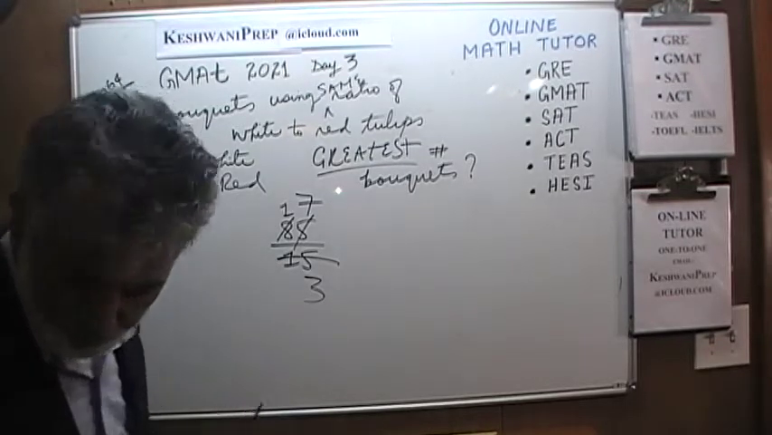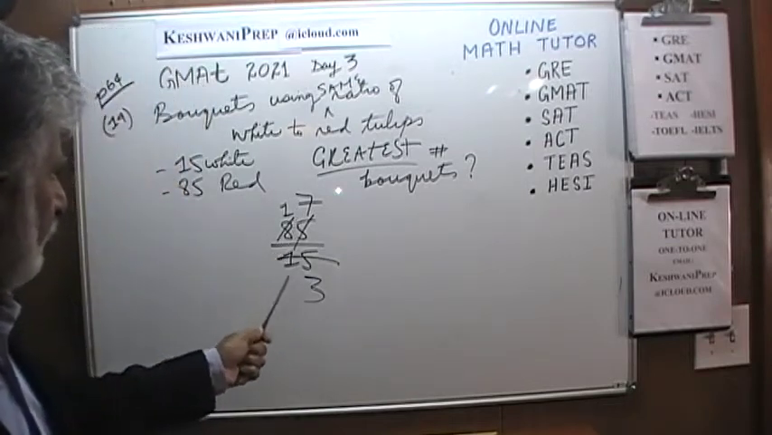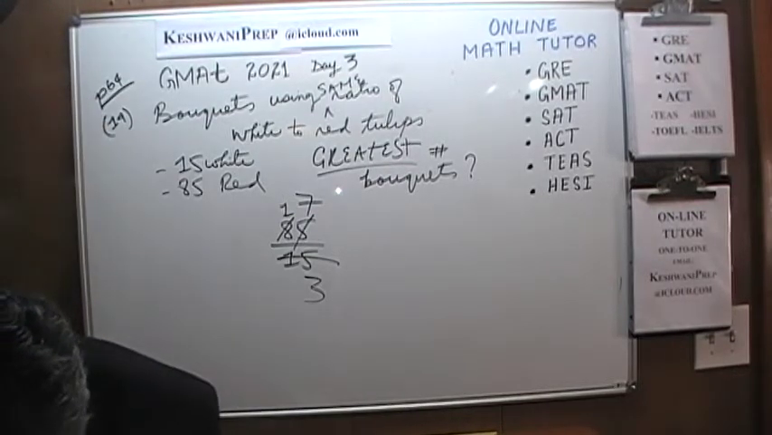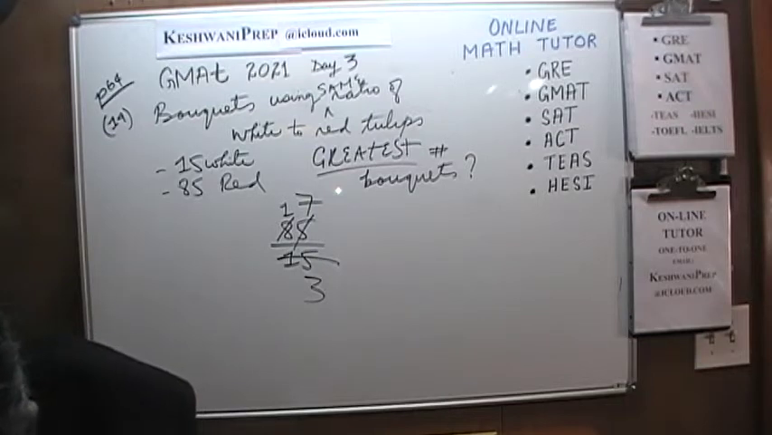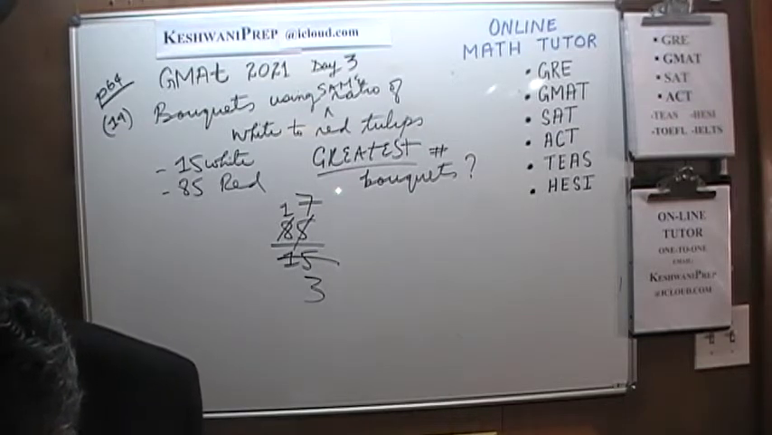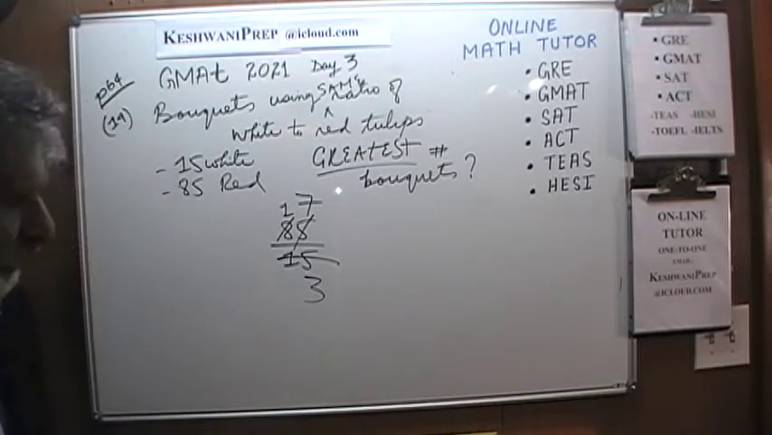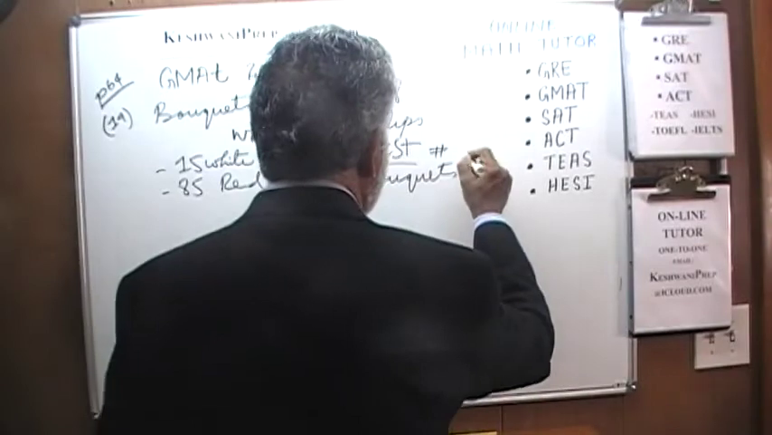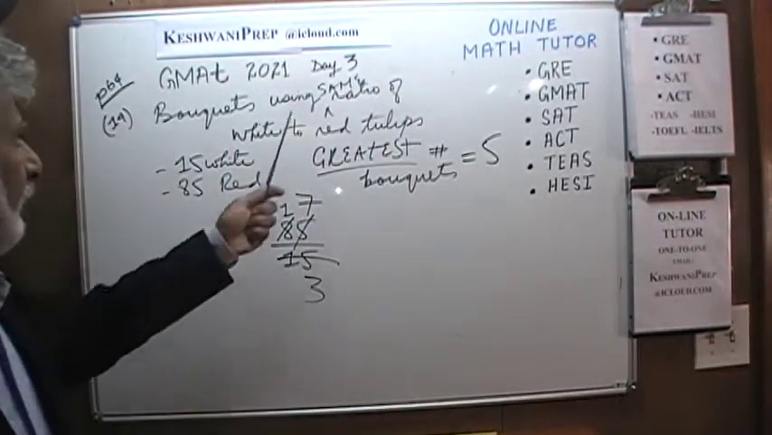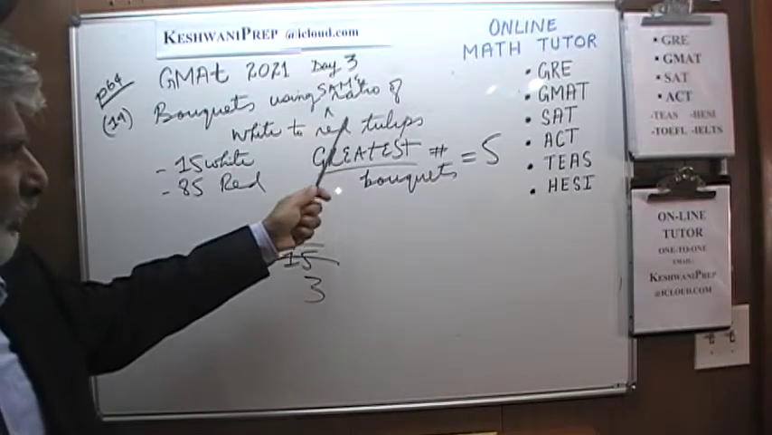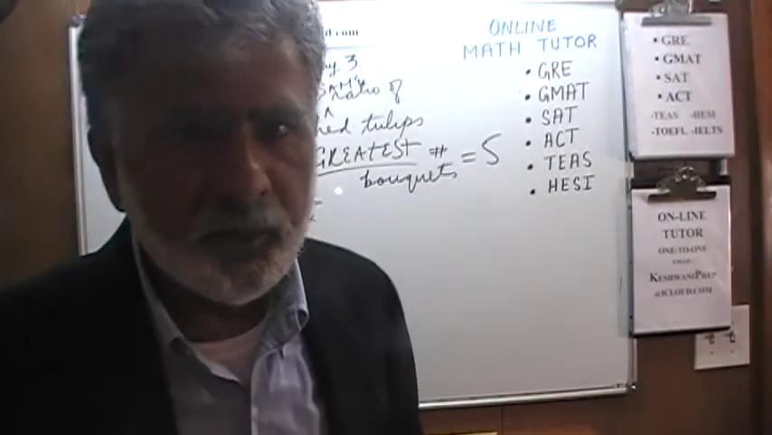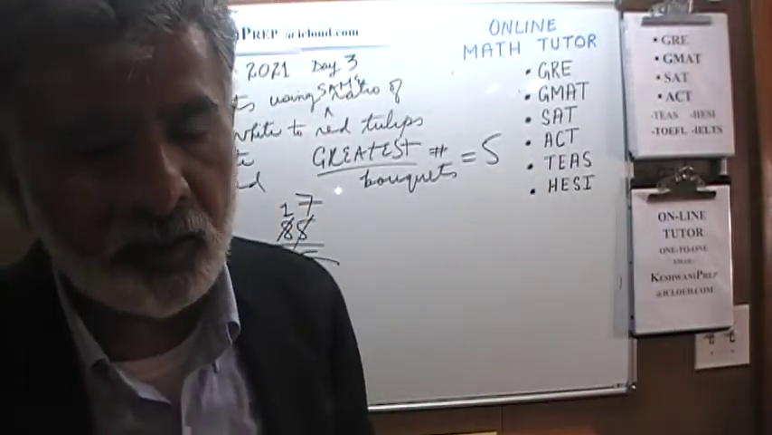Since there's a common factor of 5, the greatest number of bouquets we can make in this ratio, 17 to 3, is the point here. The condition is that we have to use the same ratio in every single bouquet, and if we do that, what is the greatest number of bouquets we can make? The answer is 5, because that's the only common factor.